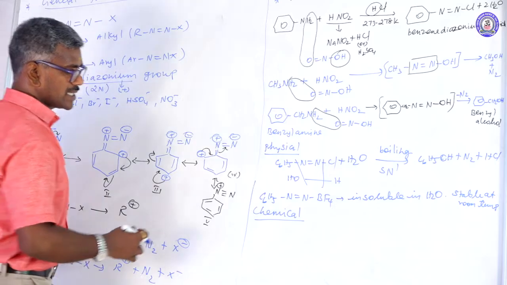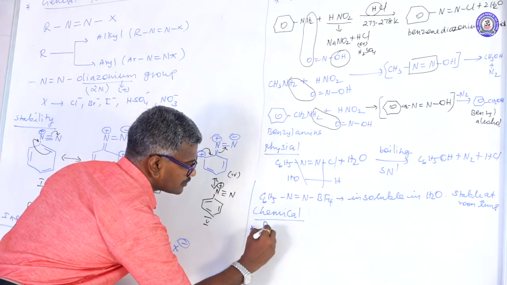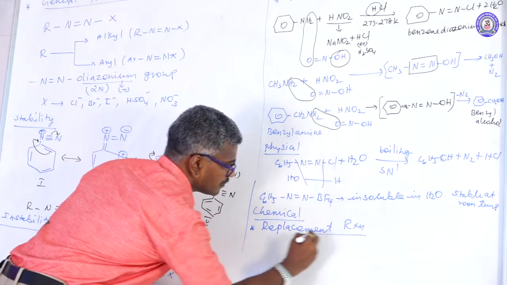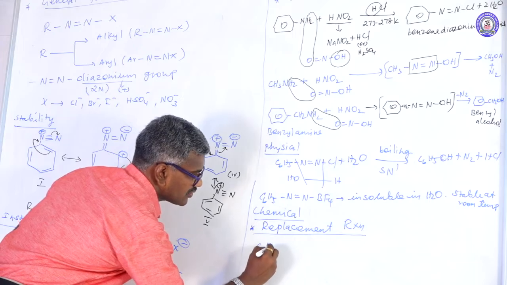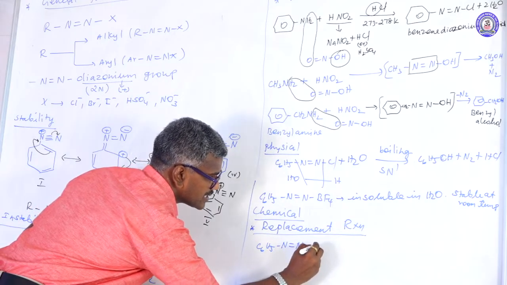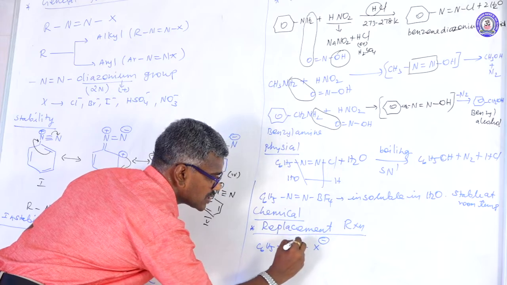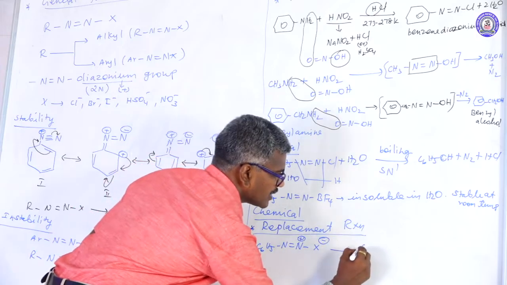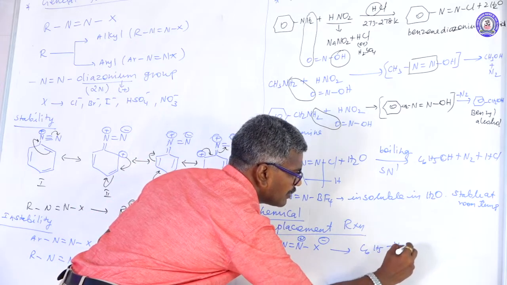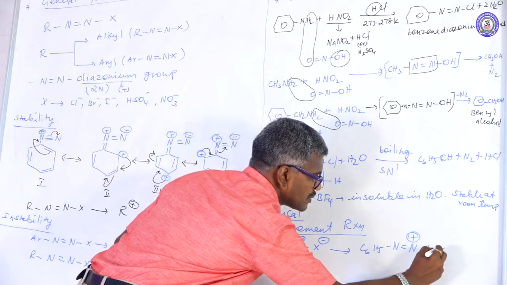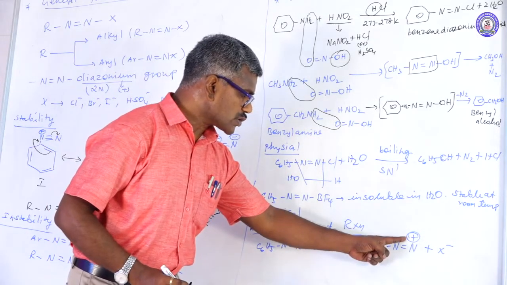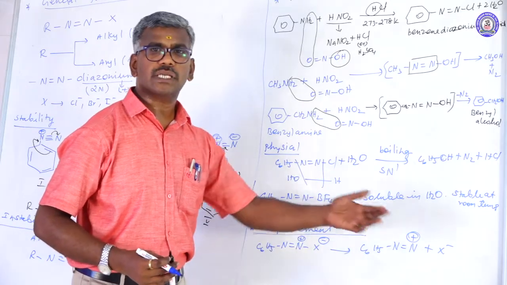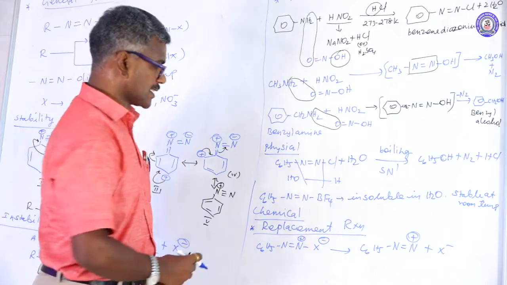The first chemical property is the replacement reaction. C6H5 N double bond N carries the negative charge on this one and the positive charge on this one. This bond is a weak bond, so it breaks to give C6H5 N double bond N positive charge plus X minus. Nitrogen carrying the positive charge means this acts as an electrophile. An electrophile is an electron deficient group able to be attacked by electron rich species.